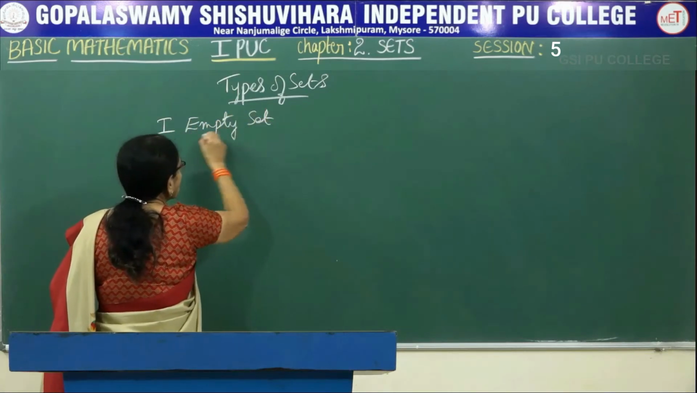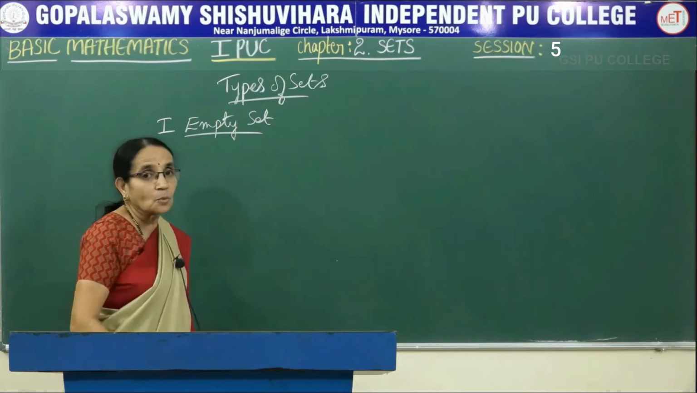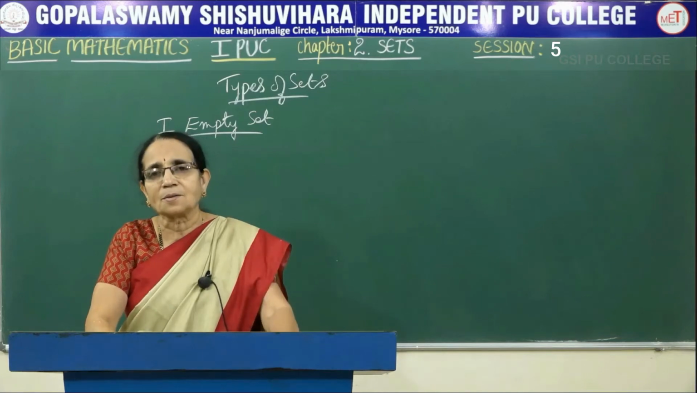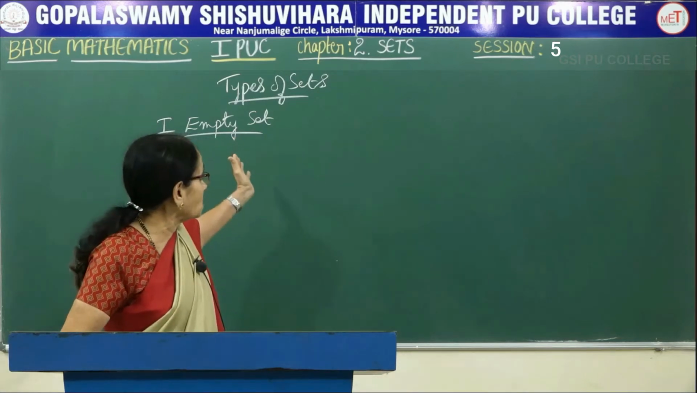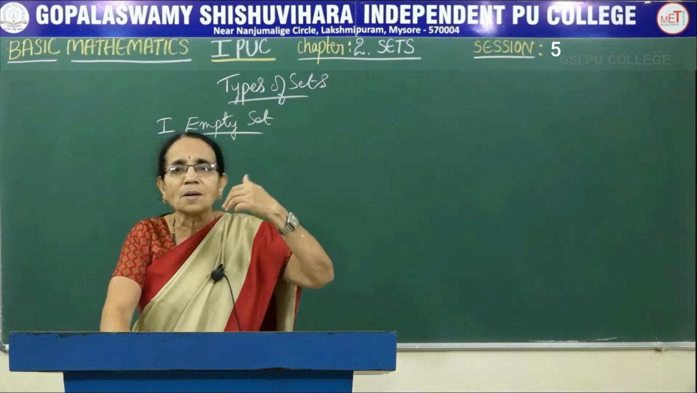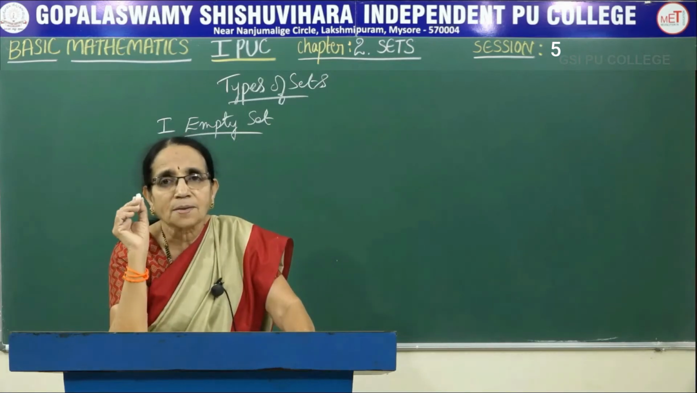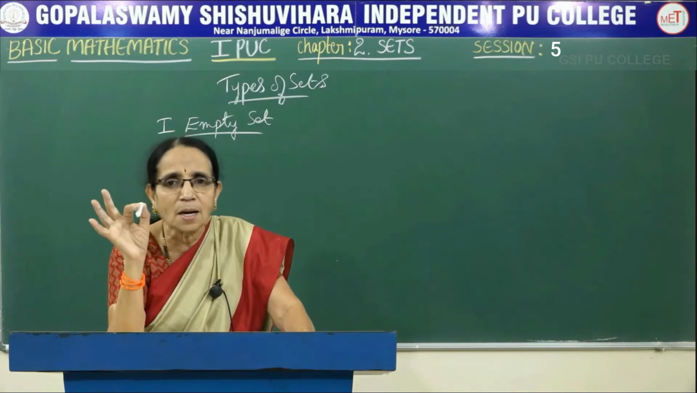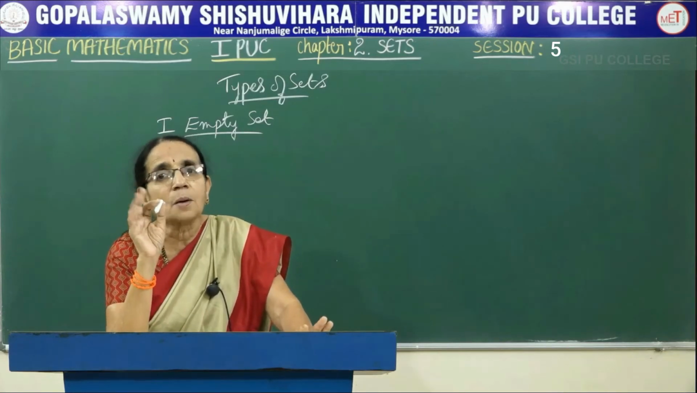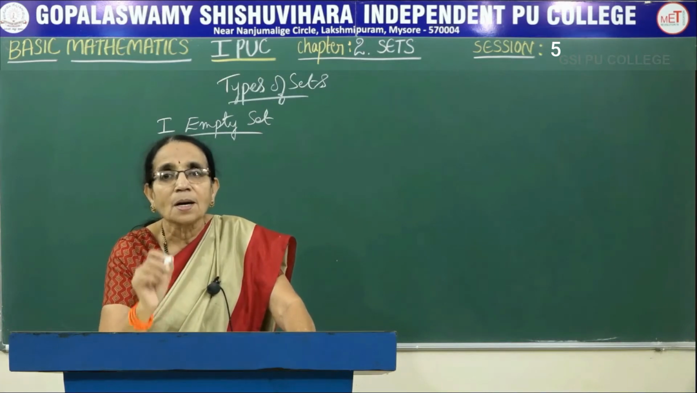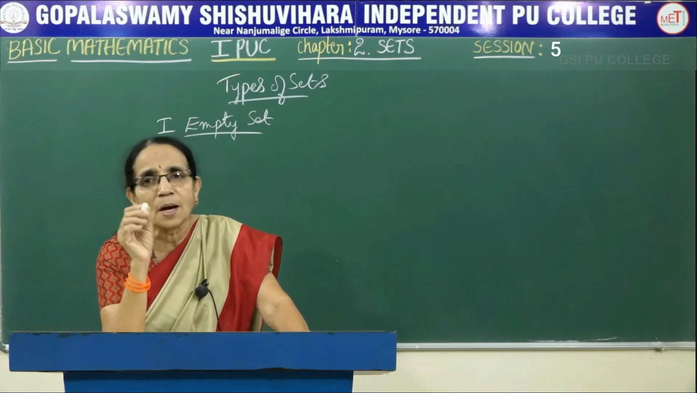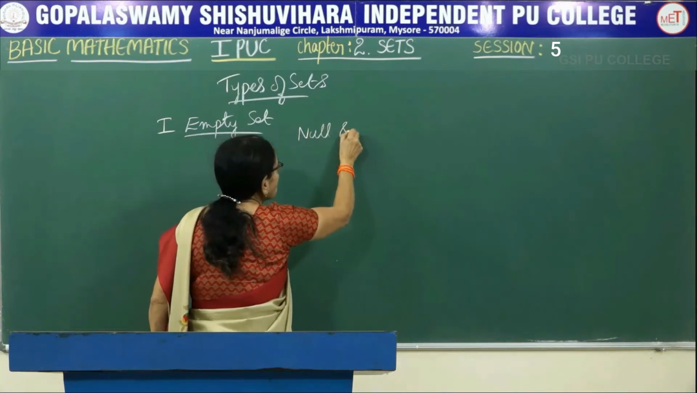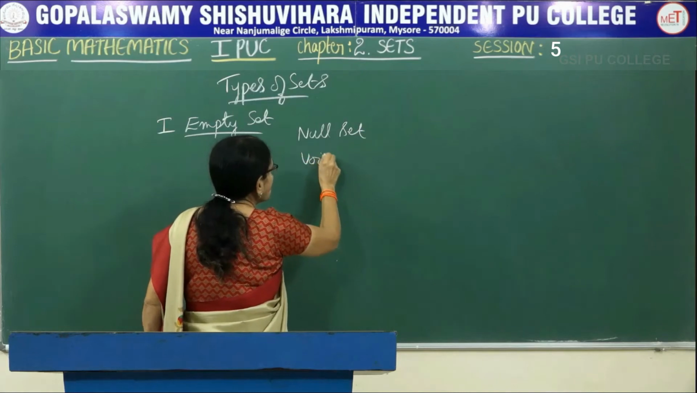It is an empty set. The word empty itself tells that there is nothing in the set. The word we are using here gives us the clear definition itself. A set containing no element, or a set that does not contain any element, is called an empty set, or we call it a null set, or it is also known as a void set.